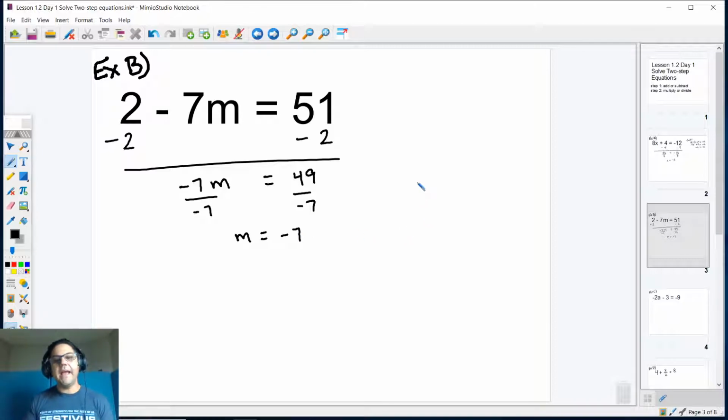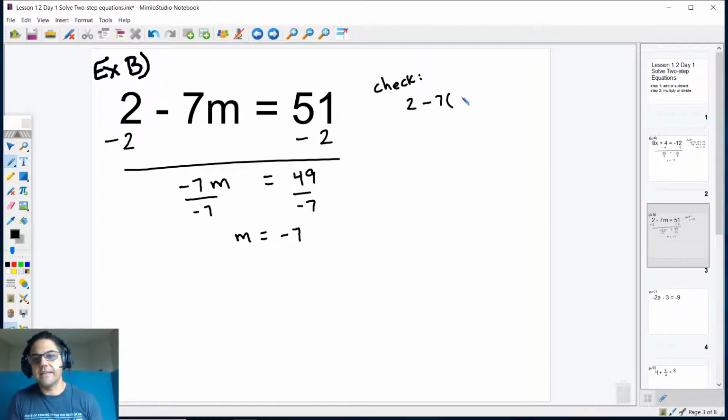Now, let's say you did a hypothetical of you thought it was positive 7. So when you go to your check, if you thought it was a positive 7, your check would look like this. And remember, you're trying to get a 51. So this would say a 2 subtract a 49. Now, does a 2 subtract a 49 give you a 51? No. So that means you would be aware of, okay, I did something wrong. Let me go back. It was the negative sign. So it's negative 7 for the value of m.